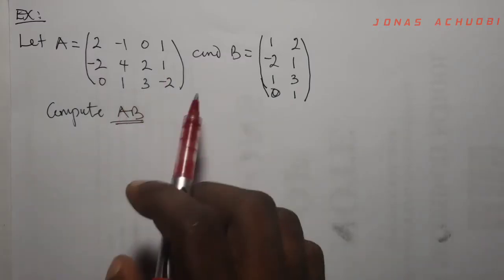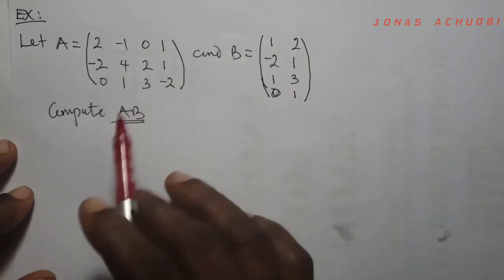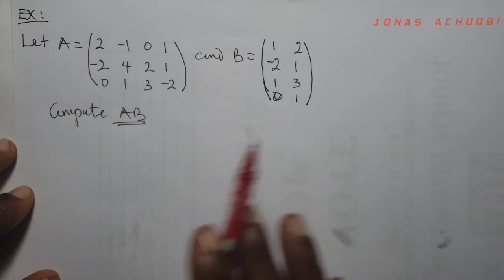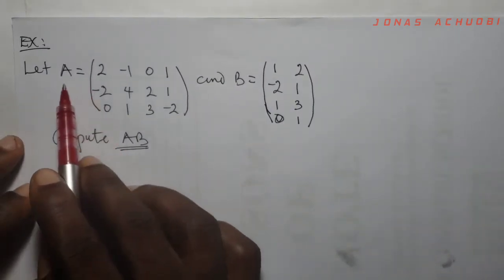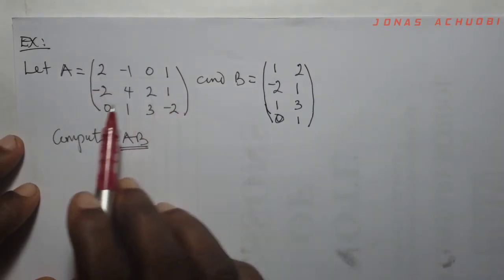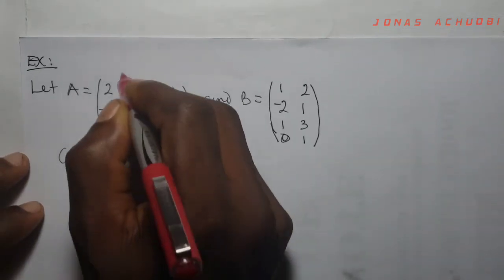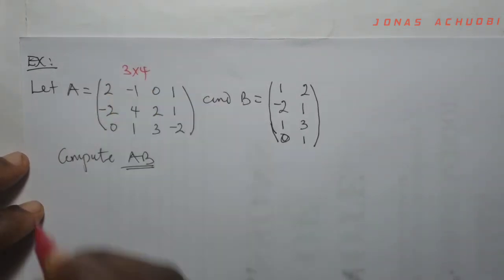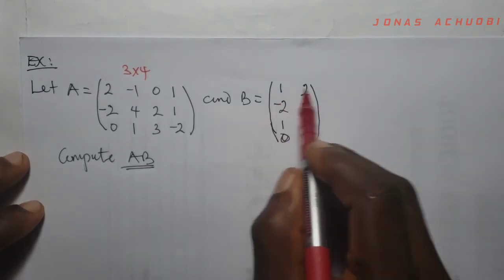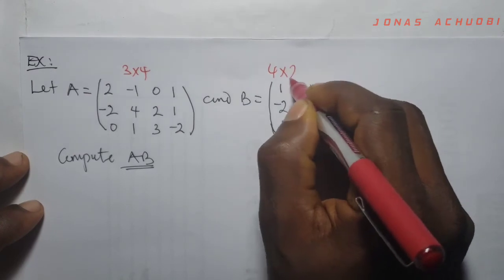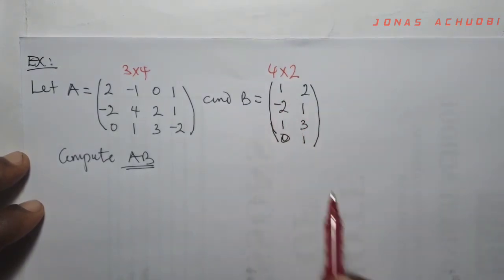Now we are given two matrices of higher dimension, and we want to compute AB. But first, let's check if it's possible. Matrix A has 3 rows and 4 columns. So this matrix is a 3 by 4 matrix. Matrix B has 4 rows and 2 columns. Matrix B is a 4 by 2 matrix.